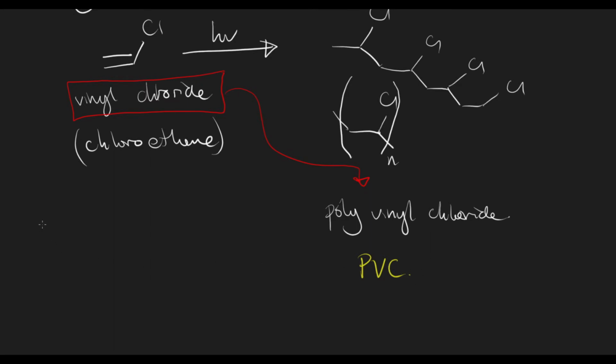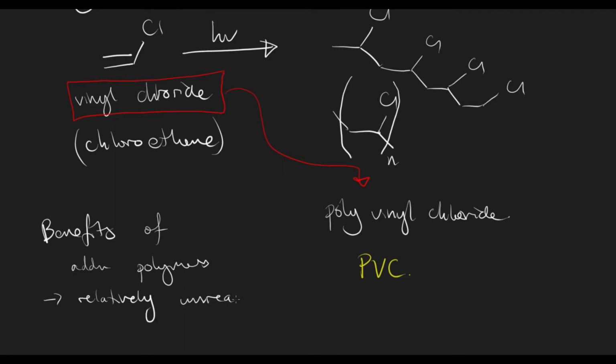And one of the benefits of addition polymers is that they are relatively unreactive. And that's what allows PVC to sit out in the sun for a very long time, and it doesn't change colour, it doesn't react. There's a lot of energy going into it from the sun's rays, but because these are relatively unreactive, it doesn't really do much. That's one of the great benefits of them.